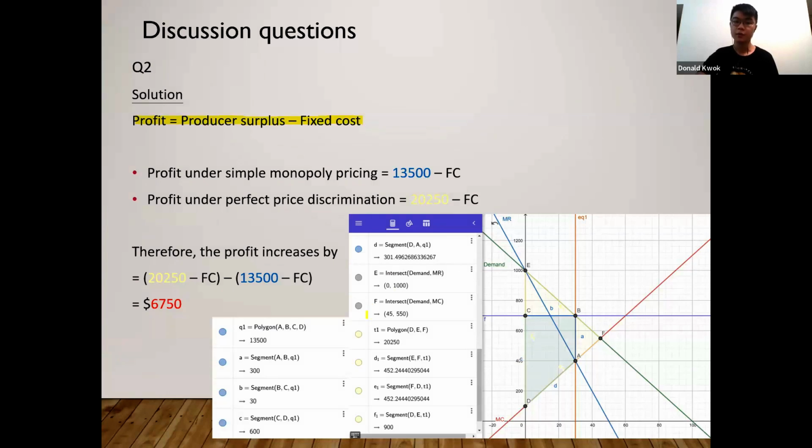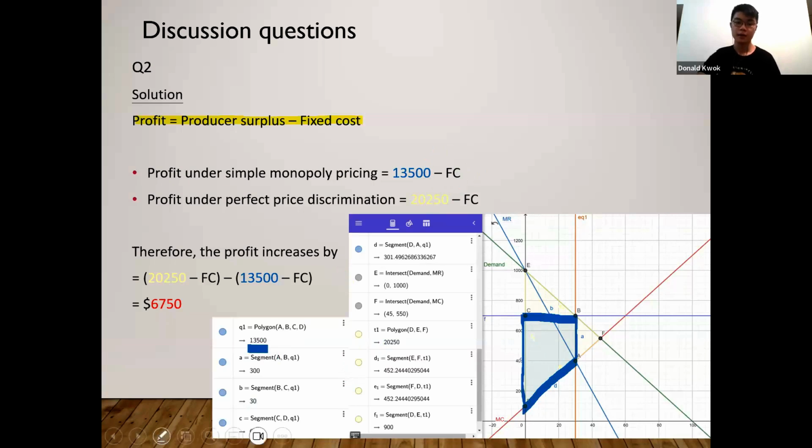And how can we find the producer surplus under simple monopoly pricing? Hope that's simple for you. It will simply be this blue trapezium, if you still remember what we have learned in last chapter about monopoly. Using a polygon function, you should be able to find its area, 13,500. So this is the producer surplus, and you just put minus fixed cost, and this will be the profit under simple monopoly pricing. The fixed cost is not known here, but during our calculation, it will be cancelled out. So just follow me first.